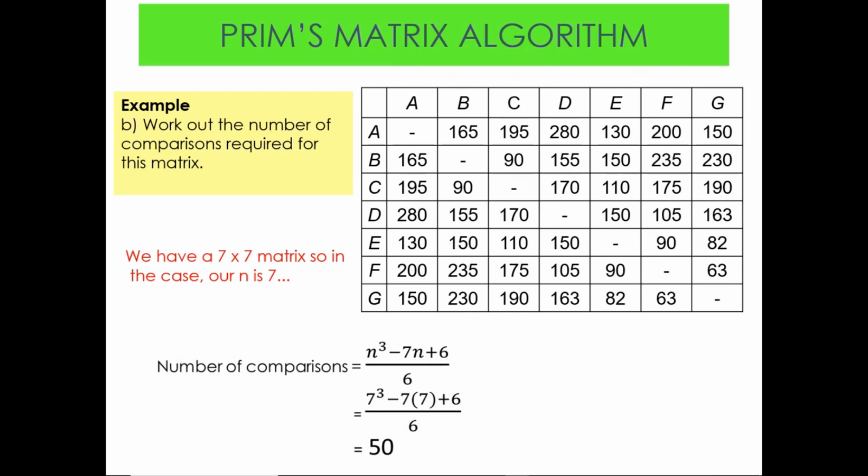So it also asks you for the number of comparisons. Just use the formula that's in the pack. It's a 7x7 matrix, so n is 7 nodes. You just sub in n is 7, and there are 50 comparisons that we're putting.